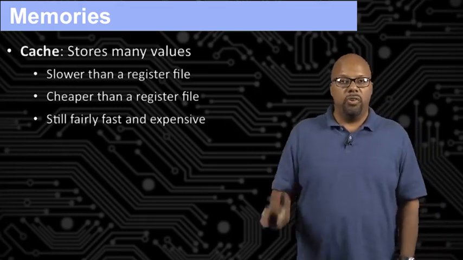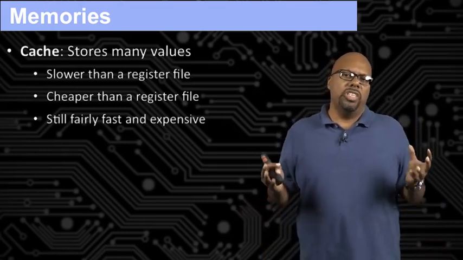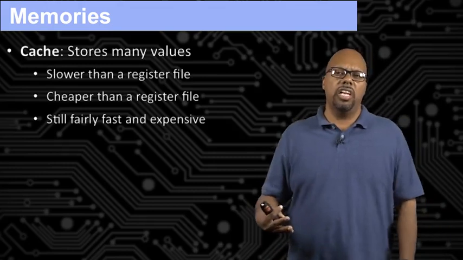Memories. You know what a memory is, it stores data, but memories are made to store a lot more data than registers. So you won't just have 32 registers. Memories will be a lot bigger. There are varieties of memory. One type of memory is called cache memory. Cache memory stores a lot of values.